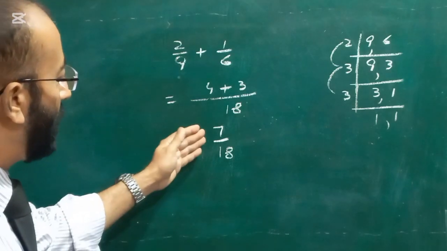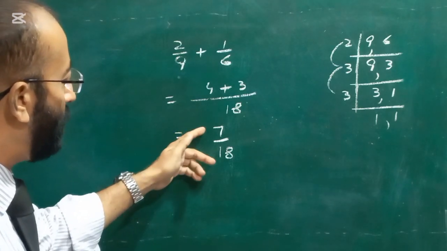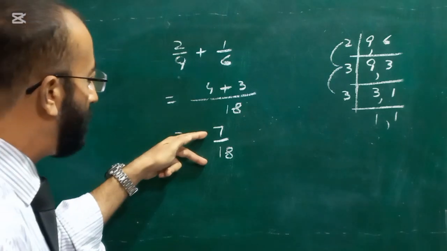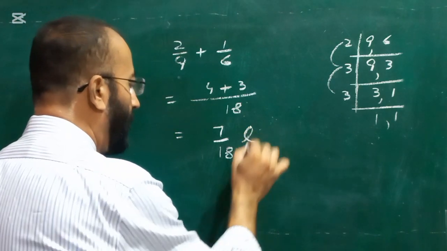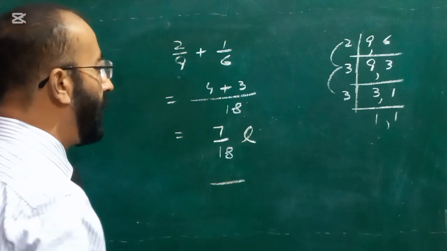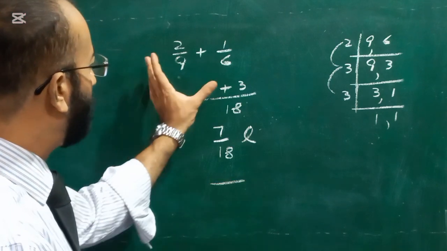So this is the fraction, because the numerator and denominator are not coming in the same table. So this is the simplest form. So this is the answer. That is the answer of this question.